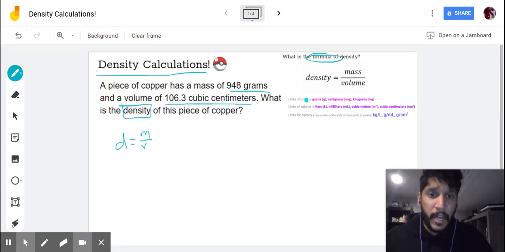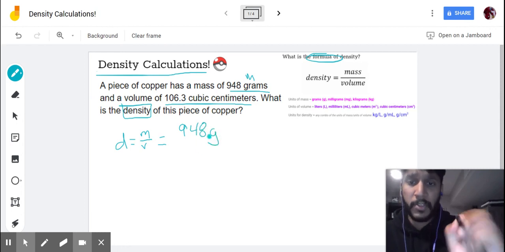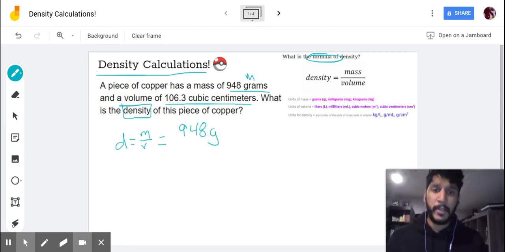Do we have our mass? Let's take a look. Some units for mass are grams, milligrams, kilograms. Do we see that in the problem? Yeah, we do right there. So our mass is 948 grams, and we can sub that into our variable m. So we have 948 grams right there.